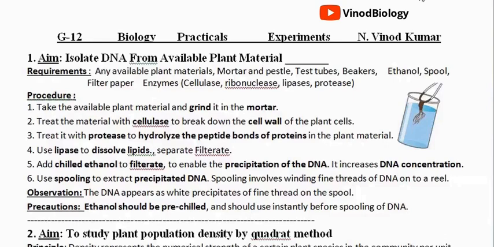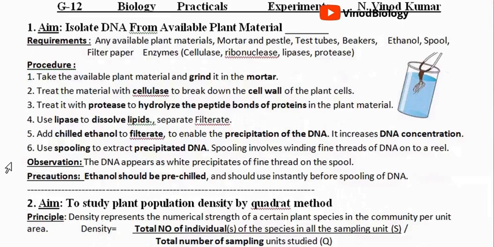Let us see the content to be written in the biology practicals during the practical session. First, the major experiment A: aim is 1 mark, requirements 1 mark, procedure 1 mark, observation 1 mark, precaution 1 mark. Total 5 marks. This is the content. Take a screenshot.